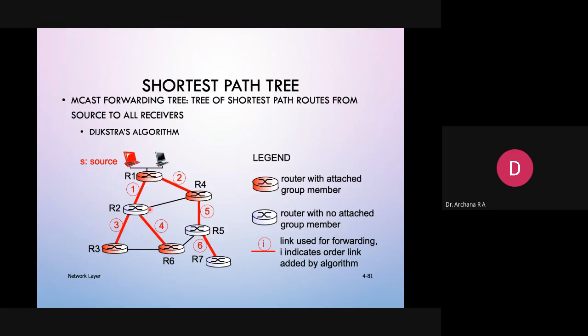So this dark thick red line indicates the shortest path, and the complete tree we are going to call the shortest path tree. It covers all the nodes to which the packet has to be delivered, with the shortest path, or with the minimum cost. So by applying Dijkstra's algorithm, we can construct the shortest path tree.